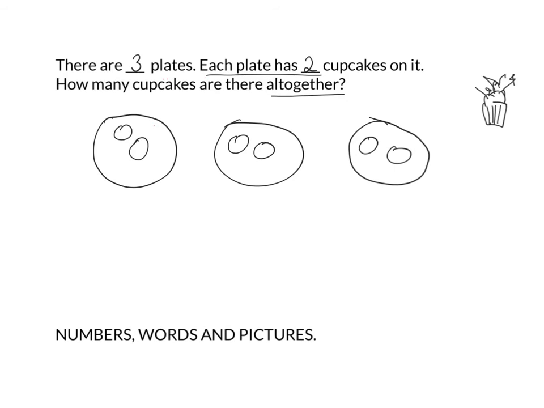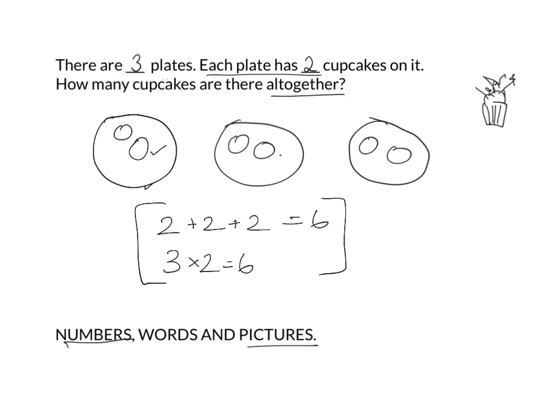Okay, so I've drawn my plates. Yes, I've drawn my cupcakes on each plate. There's an equal number, 2 on each. Perfect. And the question is, how many cupcakes are there all together? Well, I've drawn a picture, and now I'm going to use some numbers to explain. Well, I'm going to say there are 2 plus 2 plus 2, which is 6. Or actually, I'm going to show you that I also understand that that's 3 groups of 2, which makes 6. So I'm going to show you in 2 different ways because I've got this knowledge.